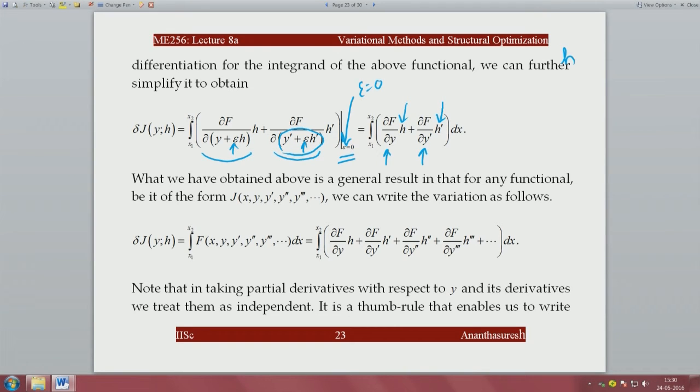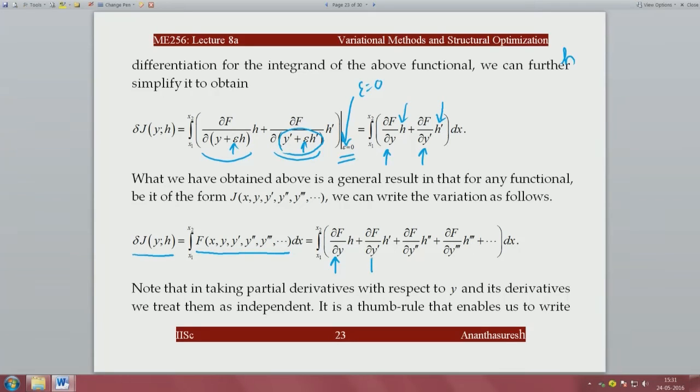So, in other words, if you just want to blindly do it, the Gâteaux variation can simply be written as follows. If you have an integrand that depends on y, y prime, y double prime, y triple prime and so forth, you have to do it like a partial derivative. So, here when I take dou f by dou y, I should forget that f contains y prime, y double prime and so forth. I should focus only on y, treating that as the variable, everything else being constant.